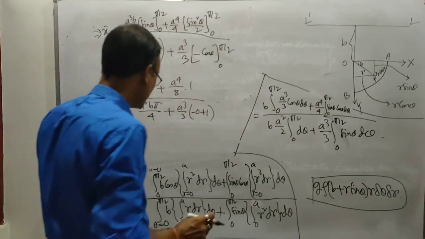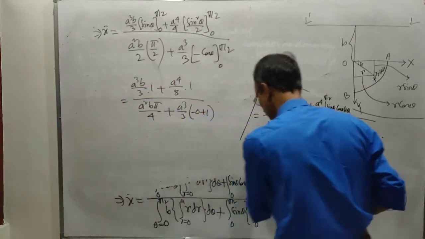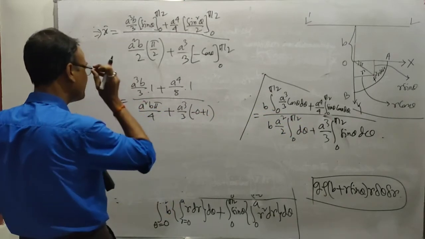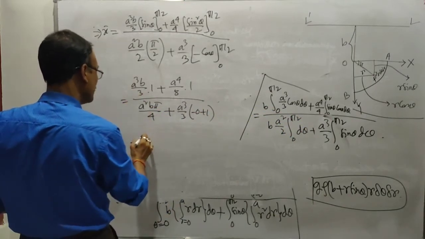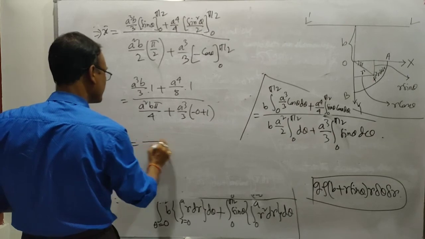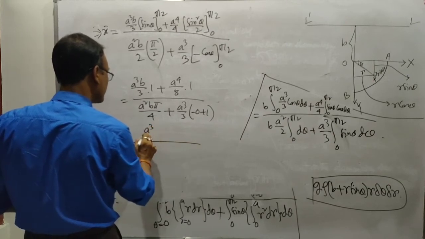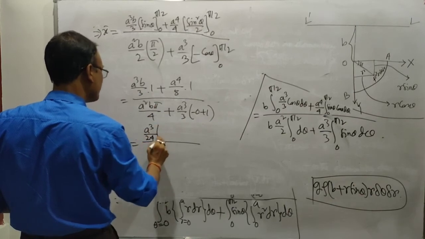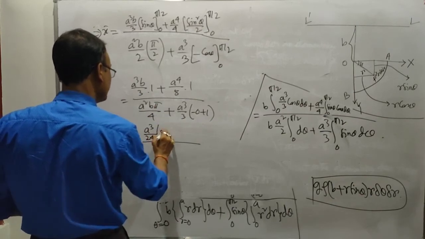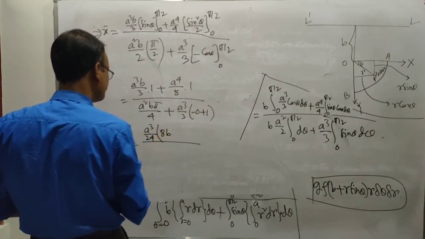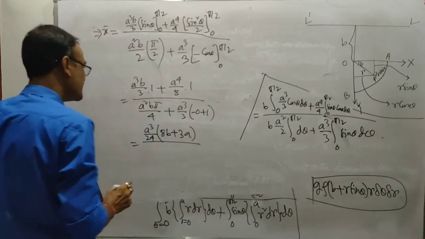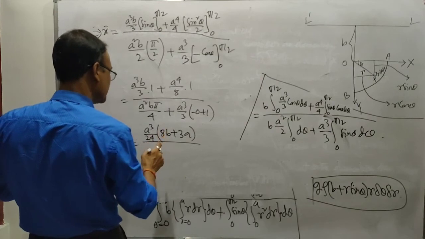Now this is equal to a cube by 24 common. It will be 8b plus thrice a, over a cube by 3.